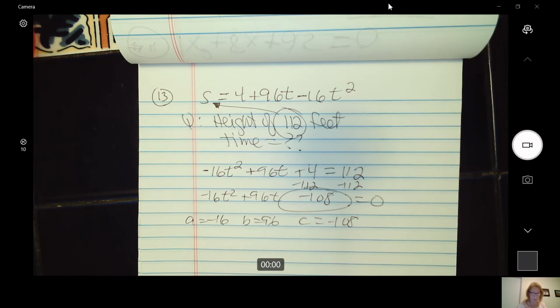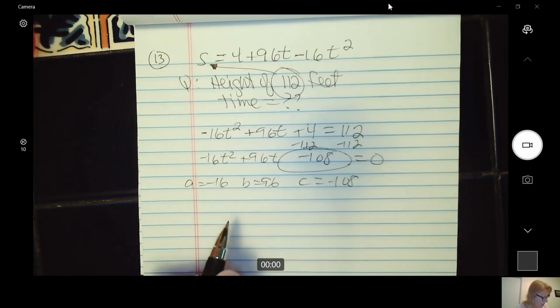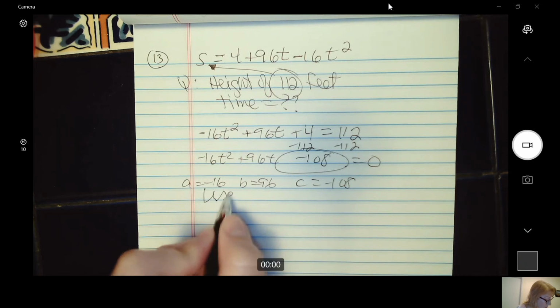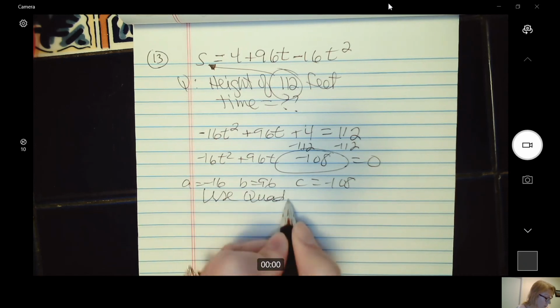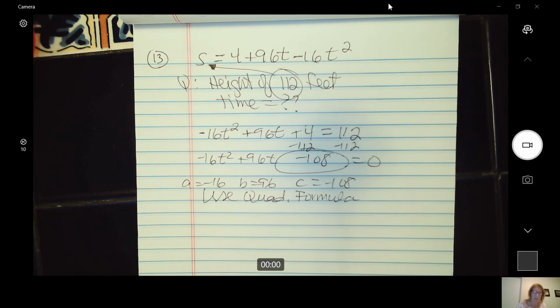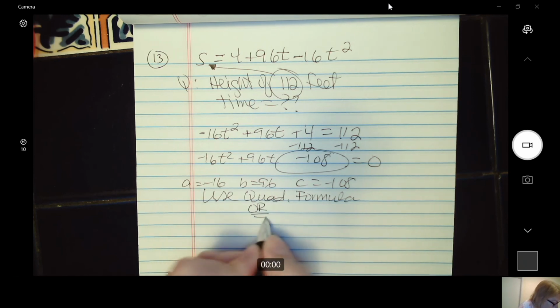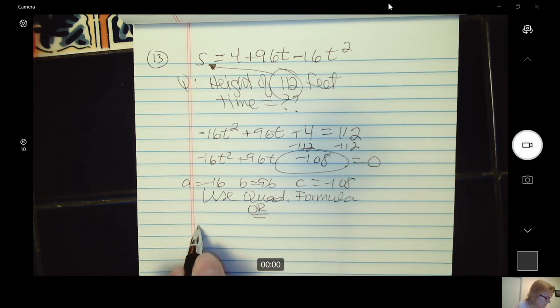But they didn't say how to do this problem. So before I go further and try the quadratic formula, I'm just going to say use quadratic formula. There might be a positive and negative. There probably will be two answers. We'll see. Anyway, we can use the quadratic formula, or what we can do is use the graphing calculator.